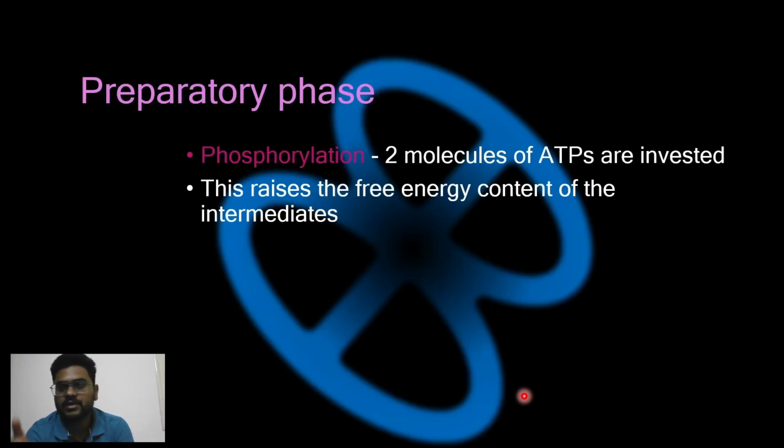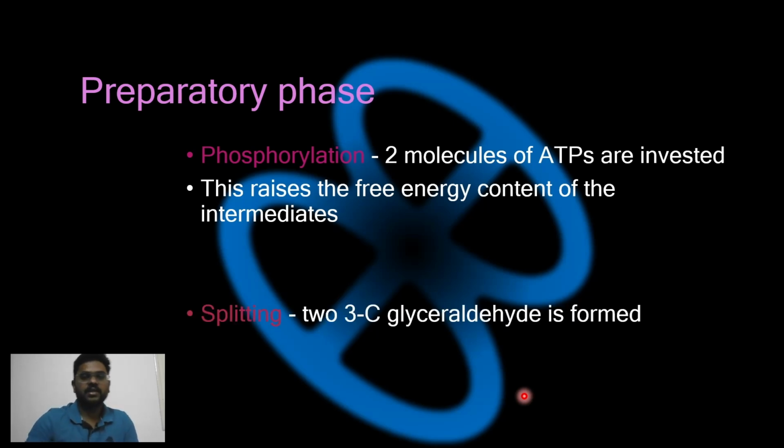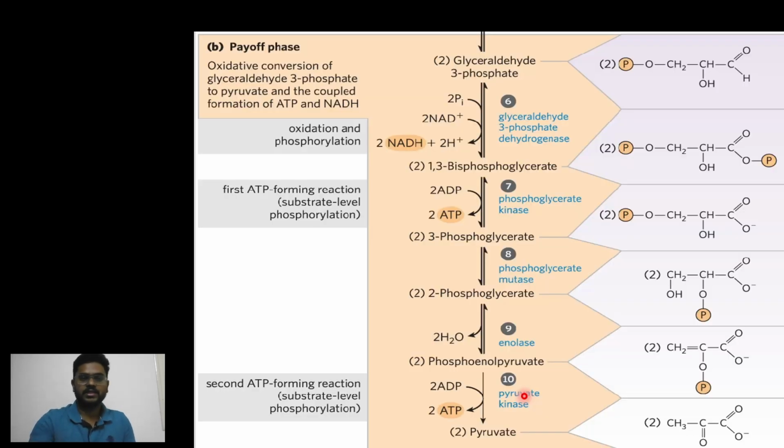So in the preparatory phase, two important things are happening. One is phosphorylation with the help of ATPs. This phosphorylation increases the free energy content of the intermediates, and then there is splitting of the 6-carbon molecule into two 3-carbon molecules. So this much has happened already, and now we are at the end of the preparatory phase. That means by definition glycolysis has not completed here, but there is still more to glycolysis. We will see the next phase, that is the payoff phase.